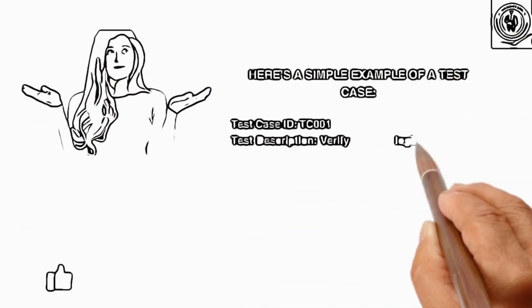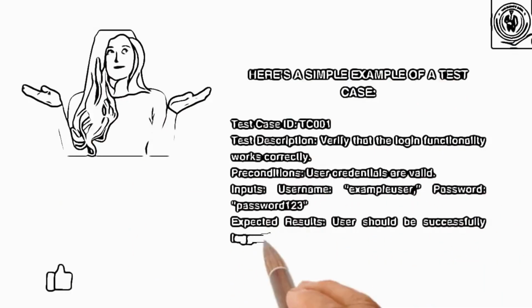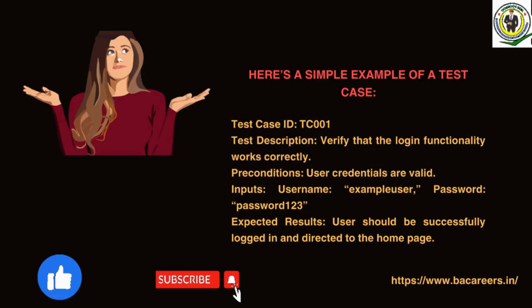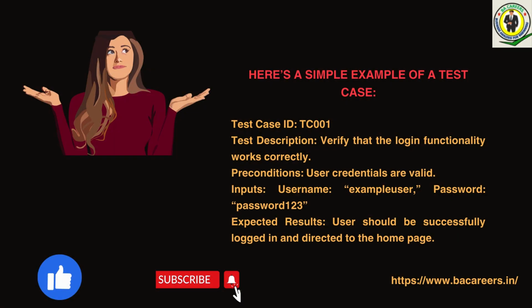Here's a simple example of a test case. Test case ID TC001. Test description: verify that the login functionality works correctly. Preconditions: user credentials are valid. Inputs: username, example user; password, 123. Expected results: user should be successfully logged in and directed to the home page.